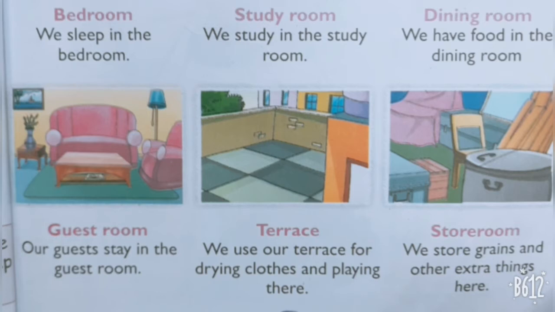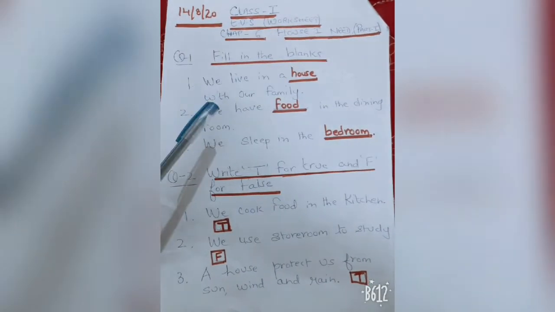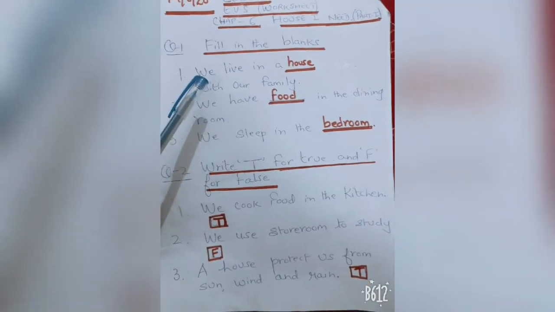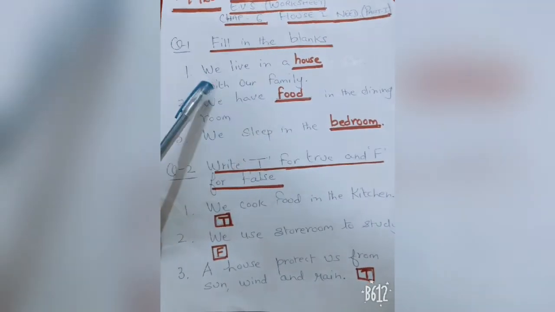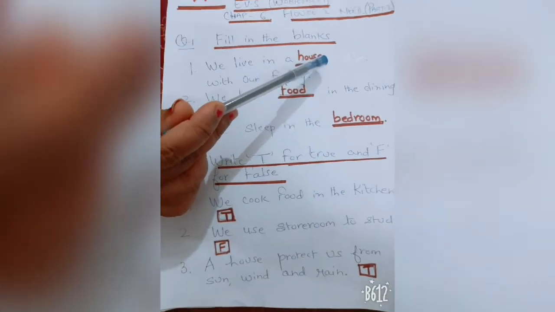Okay, so today we will study till here only, children, and we'll do the exercise, one worksheet for you, and the remaining part of the lesson we will continue tomorrow. Now let's come to the worksheet. Question number 1, fill in the blanks. 1, we live in a dash. We live in a house with our family.